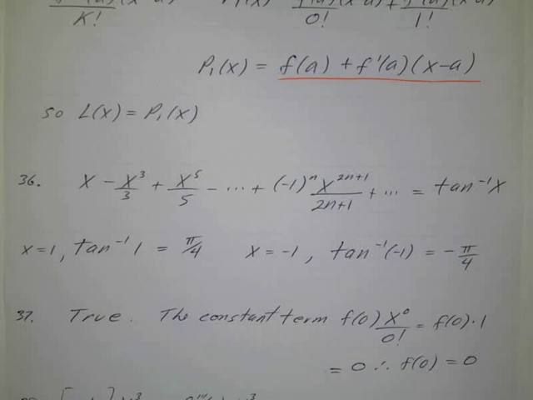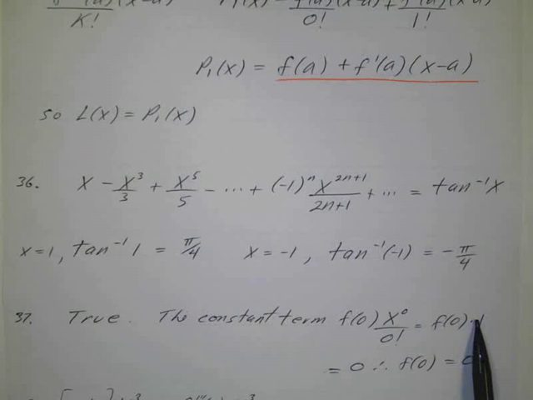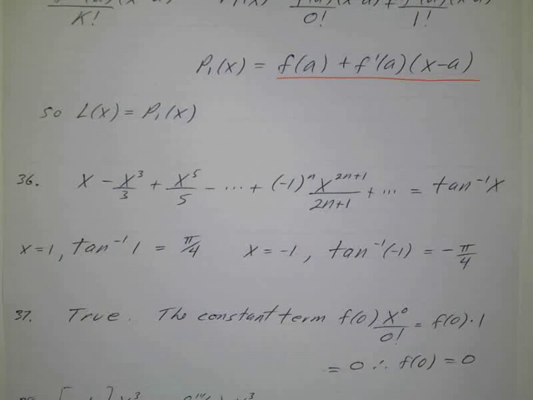Well, remember, the constant term is f of 0 times x to the 0 over 0 factorial. Those are all going to be 1, so it just ends up being f of 0 times 1. But if you look at the expansion, you don't have a constant term. So since the constant term is equal to 0, f of 0 must be 0. Okay.